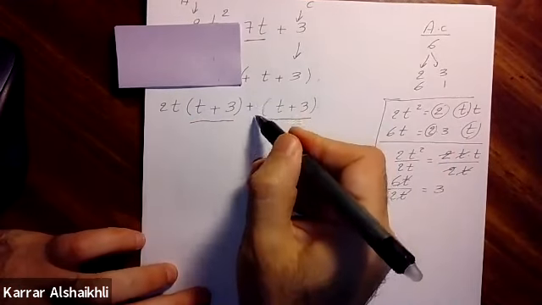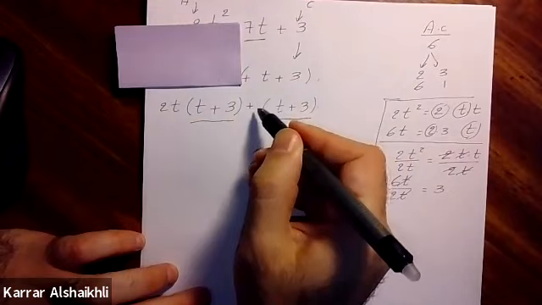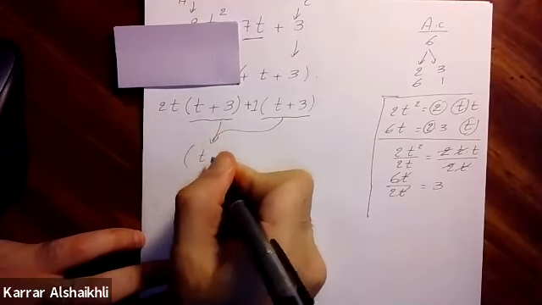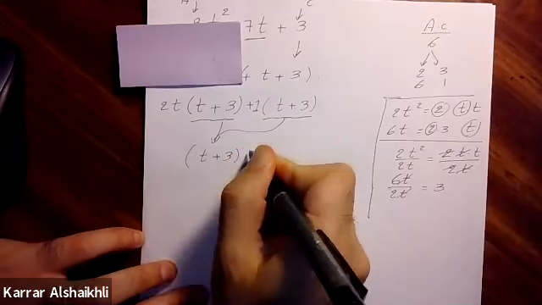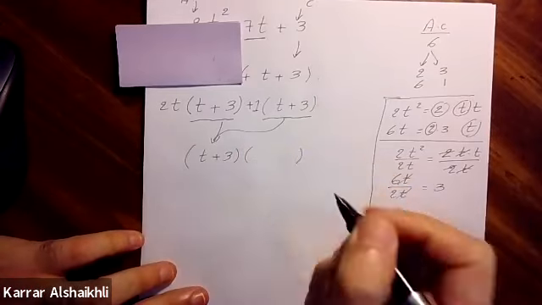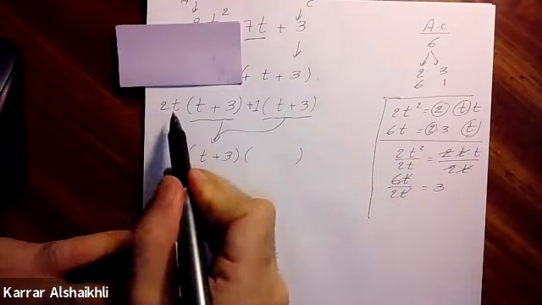What's the number here? If there is no number, that means what's the number here? 1. So here is the 1. I'm going to write down these two parentheses here: t plus 3. And now tell me, what's the leftover here with the other parentheses? 2t plus 1.